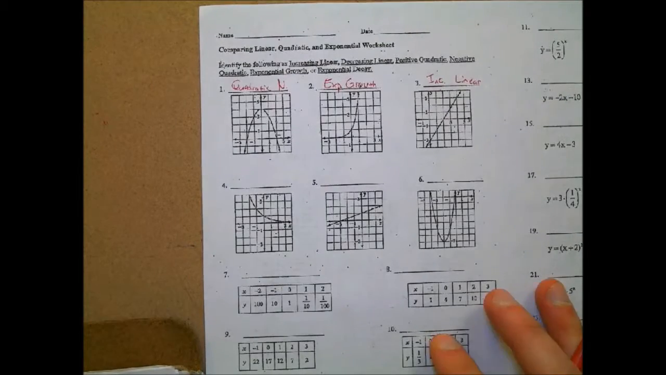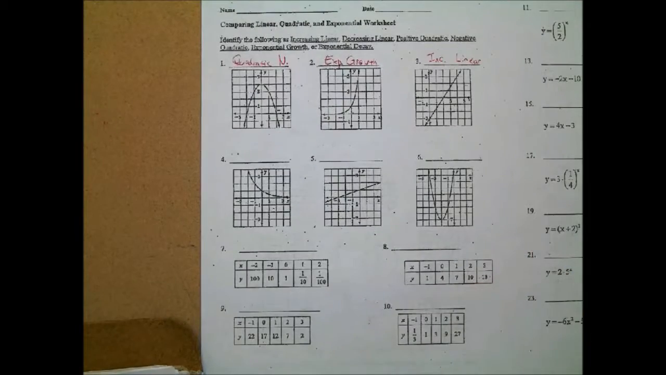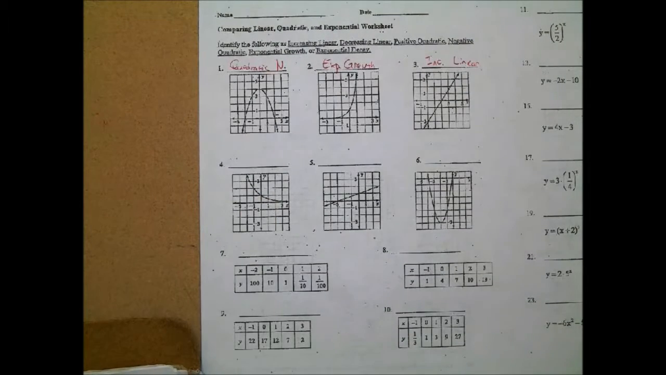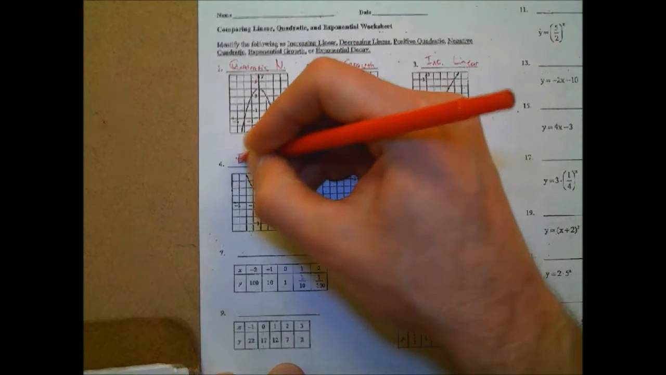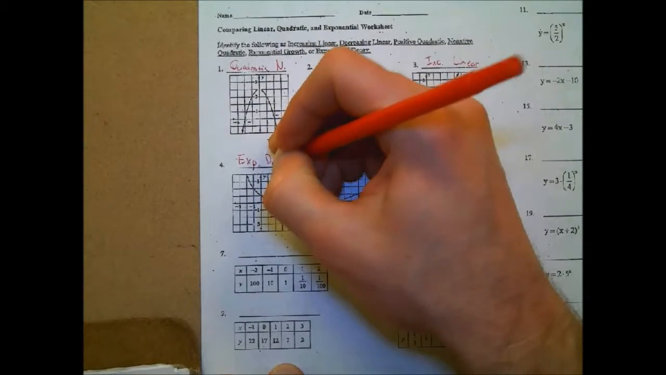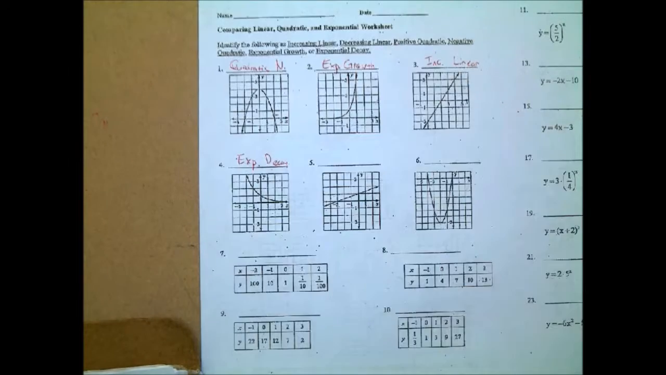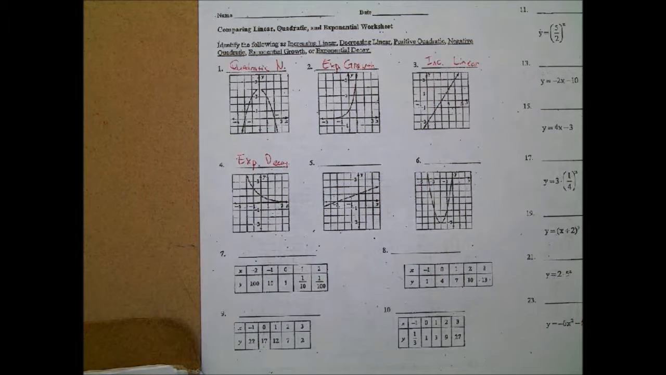All right, number 4. Let's go to Alex. Alex, number 4, what do you say? Linear, quadratic, exponential. Okay, is it exponential growth or exponential decay? Exponential decay. We're going down, right? Very good. Okay, decay. All right, let's go to Braden. Braden, number 5.